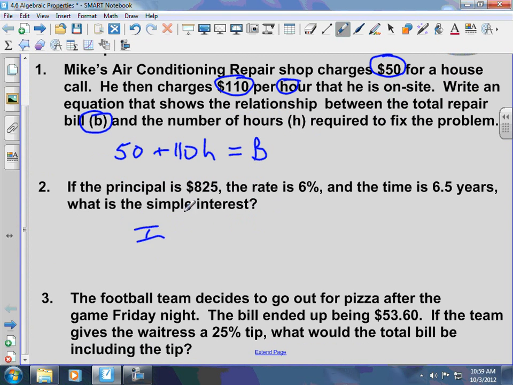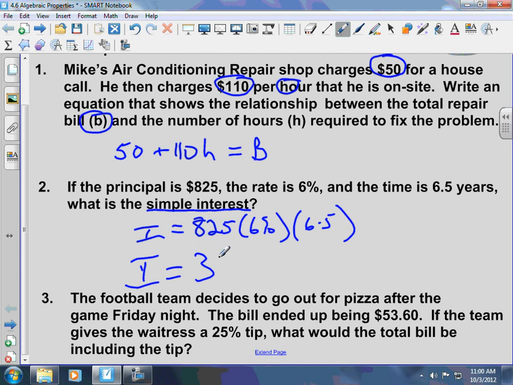All right. You want to do simple interest because it says simple interest. Your interest equals $825 times 6% times 6.5 years. 825 times 6% times 6.5 is $321.75. So the interest you will earn is $321.75.